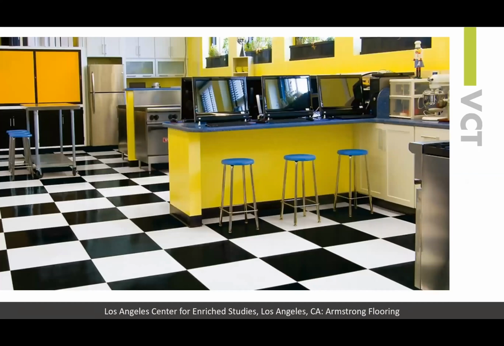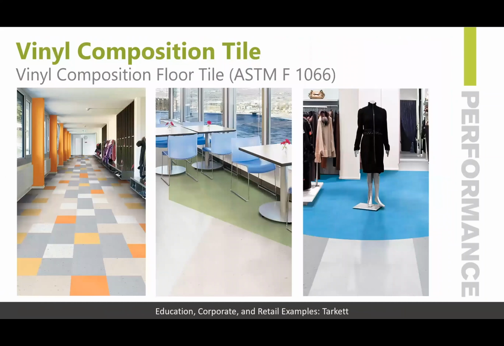We're going to start with vinyl composition tile as the product type. For performance, vinyl composition tile has ASTM F1066 as the performance standard. There's a performance standard for each type of resilient flooring that I think is good for everyone to be aware of, so that when you're looking at those performance characteristics, you can also see what the performance is and what the methodology is that's utilized for that performance. And I think understanding that better also provides us insights as to what the best product for the application is.